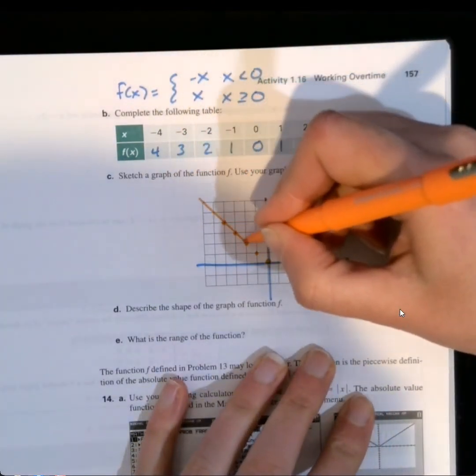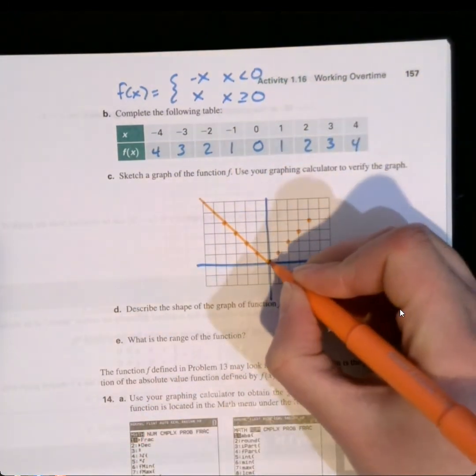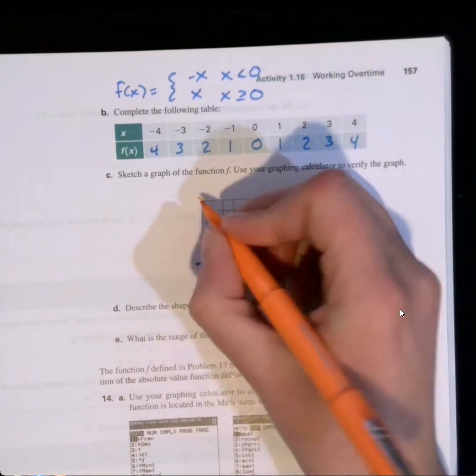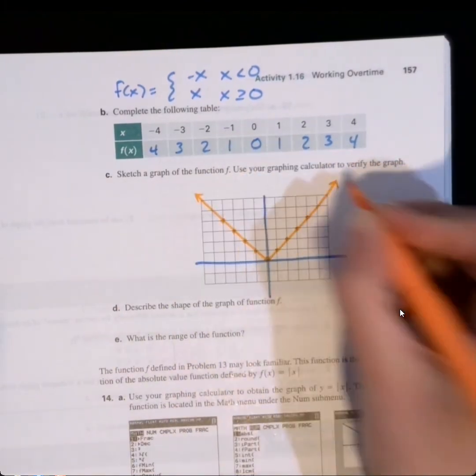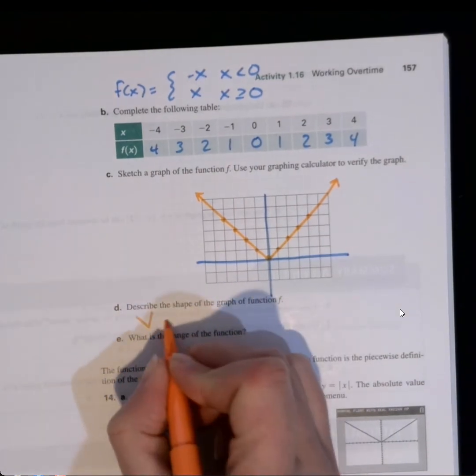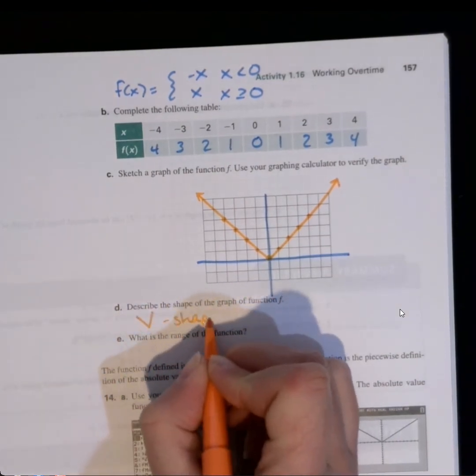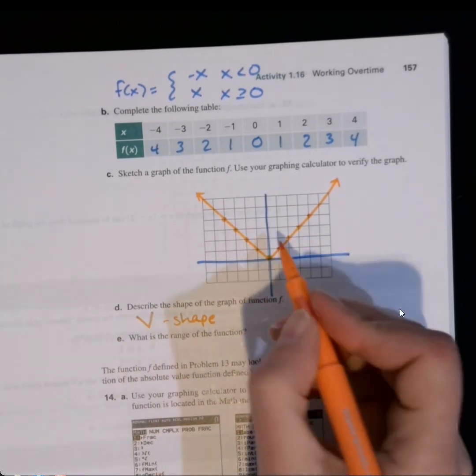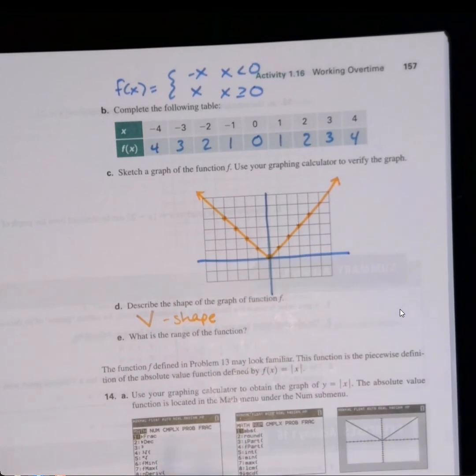So in the by hand sketch, we're going to connect these, and it is a pointy V-shaped graph. If I describe the shape, it is a V shape, not a U shape, which would have a curved bottom. There's a V point shape down here. As we connect down, hit 0, and abruptly turn around.